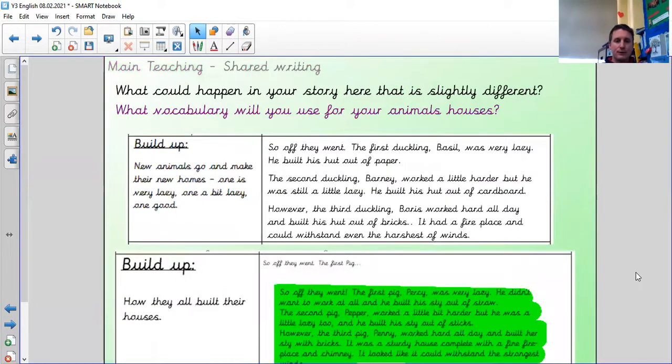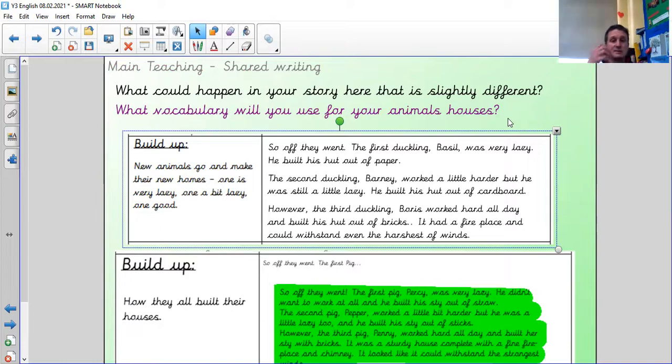Okay, so my opening, my build-up that I did on Thursday. Yeah, that was it. So off they went. First duckling, Basil. So these clues over here tell you what to put in each paragraph. So these, the new animals go and make their homes. One is very lazy, one is a bit lazy, and one is really good and hardworking. All right, so these, remember, are just notes. I wasn't putting it in full sentences, including lots of information. I was just making notes so that when it does come to my hot task, I can look at these and it will make it really easy. Obviously, the more detail you put in it, the easier your hot task will be. Okay, so we're doing our hot tasks later in the week.